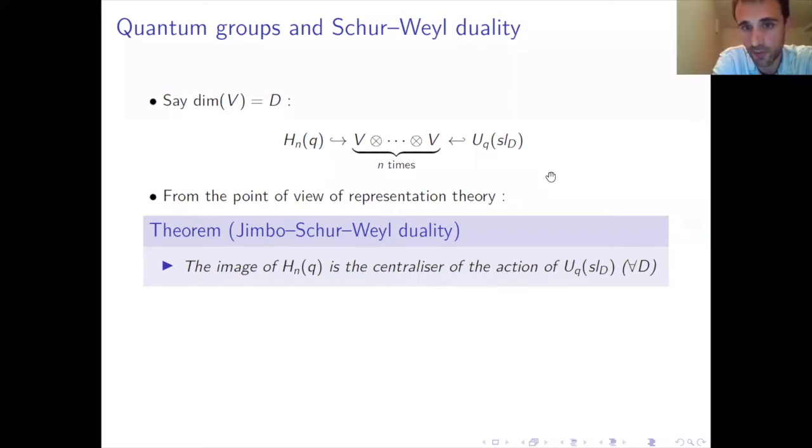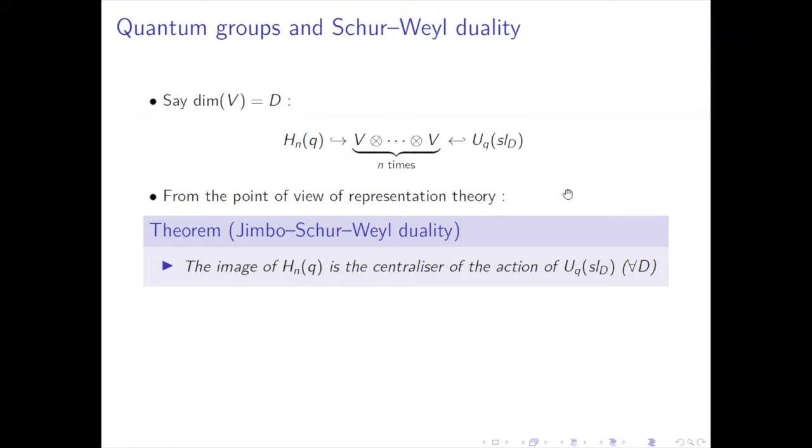Yes, exactly. But the precise statement: if I forget q, the classical Schur-Weyl duality is that the centralizer of, say, GL_V acting on this is not the image of the symmetric group, it's the image of the group algebra of the symmetric group. If you only take the group elements of the symmetric group, you don't get the whole centralizer. So the centralizer of an algebra is always an algebra, and the classical Schur-Weyl duality asserts that it is the group algebra of the symmetric group.